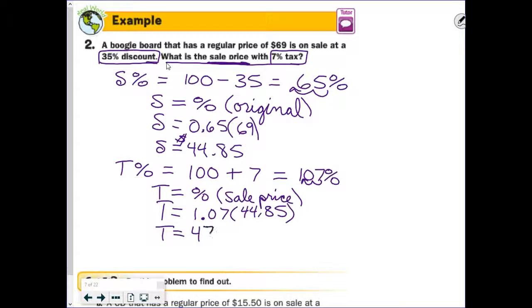We get 47.985. Well, again, this is money. So we need 2 decimal places, never 1, never 3, and certainly not 4. So we have to ask ourselves, will that 9 make the 8 in the second decimal place, in the pennies place, go up? And yes, it does. So our price with tax and the sale price would be $47.99.